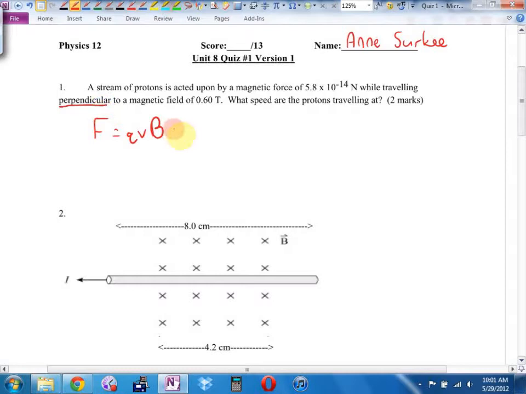If it's traveling parallel to the magnetic field, it will not feel a force. This is straight plug and chug, except they want me to find the velocity. So the speed is going to be force divided by QB. It's going to be force, 5.8 times 10 to the negative 14th, divided by Q. Oh, proton. They don't need to tell me the charge. Magnetic field, 0.06. No, not 0.06, Mr. Dueck. 0.6, Mr. Dueck.